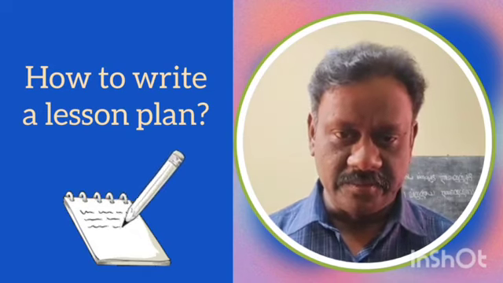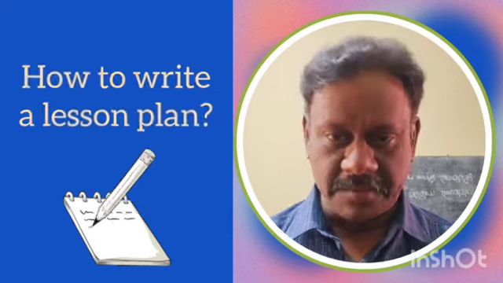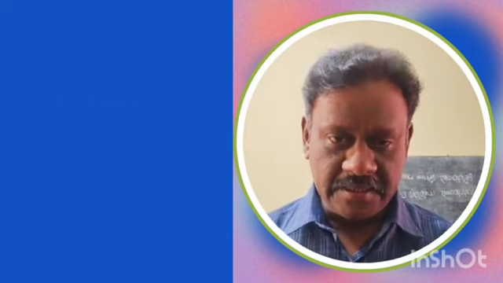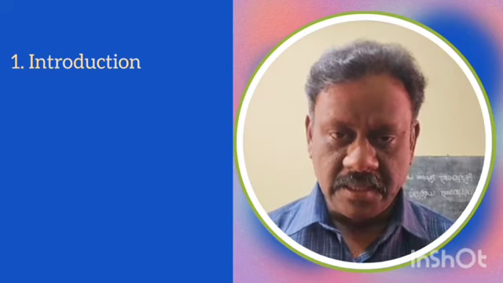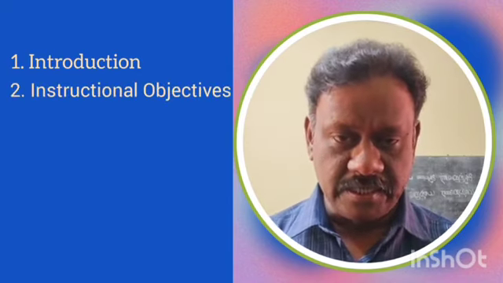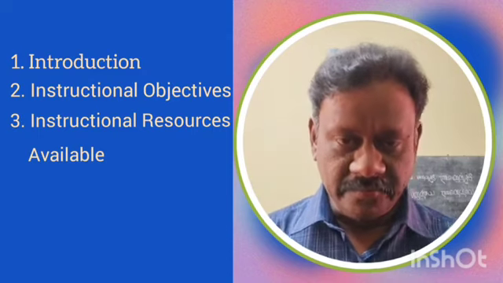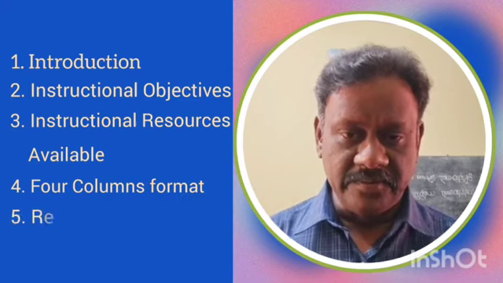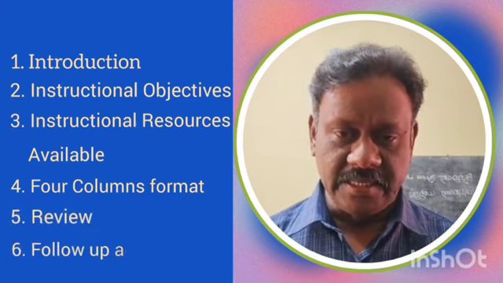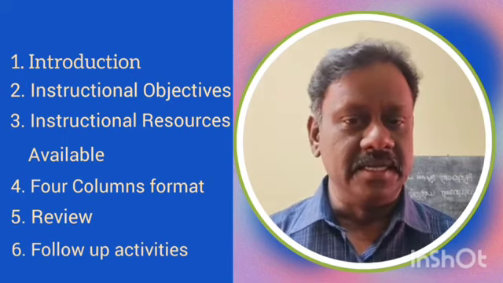In this video, I am going to give a detailed explanation of how to write a beautiful lesson plan. The lesson plan has 6 parts. The number 1 part is introduction part. Number 2 is instructional objectives. Number 3 is instructional resources available. Number 4 is the 4-column format. Number 5 is review. And number 6 is follow-up activities. So these are all the 6 parts in a lesson plan.